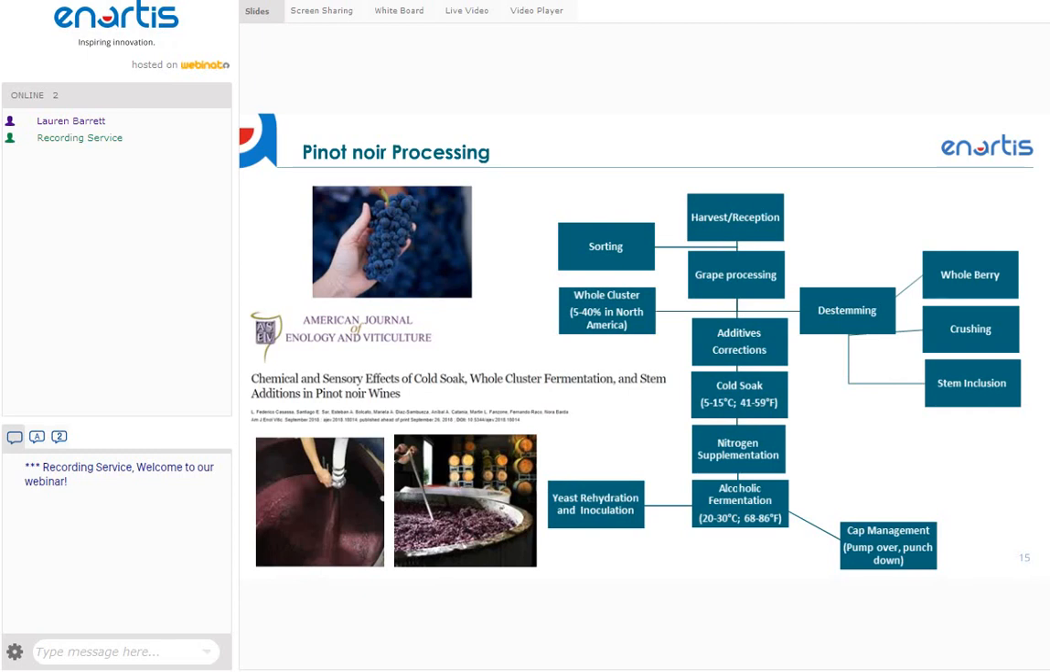This article was recently published in the American Journal of Enology and Viticulture, and it was very much a hot topic at ASEV last week. I don't have as much time to go into it here, but I definitely recommend checking out this citation. Our focus today is going to be on yeast selection, specifically for elaborating Pinot Noir.